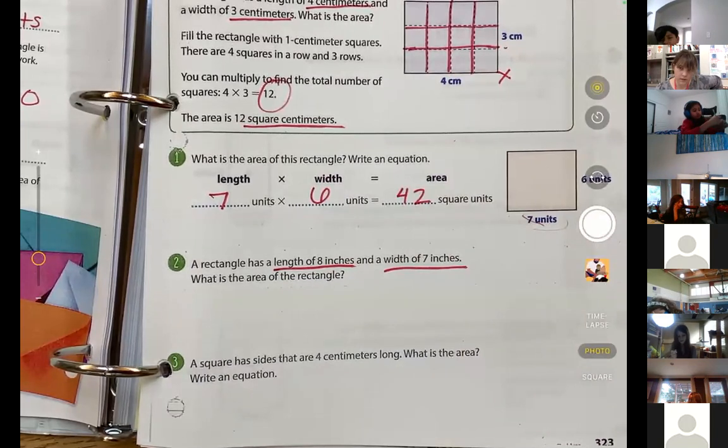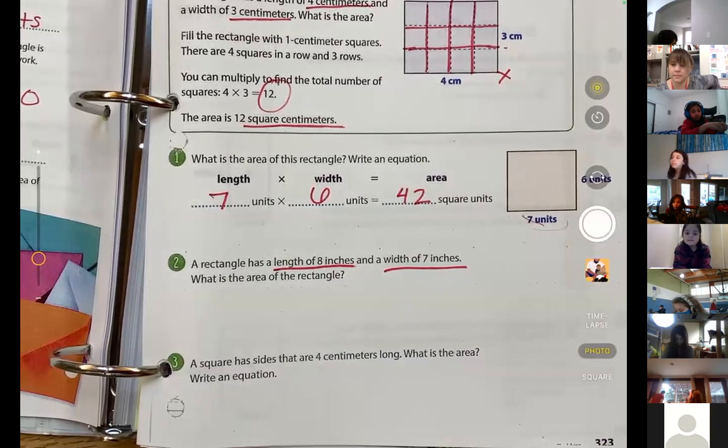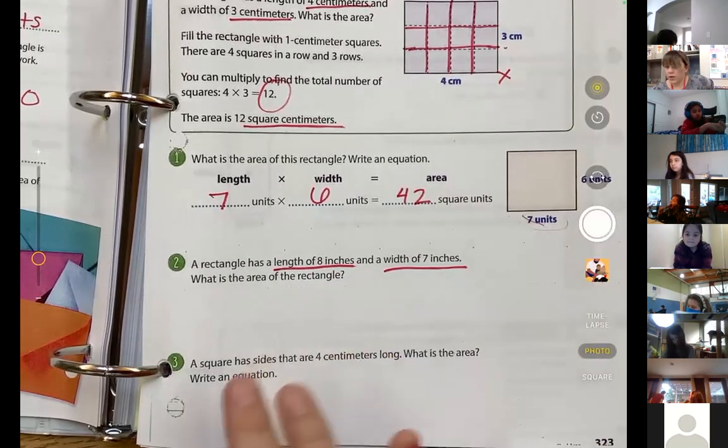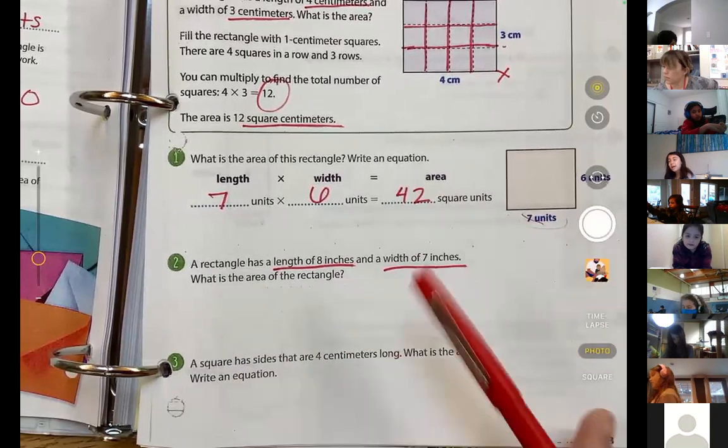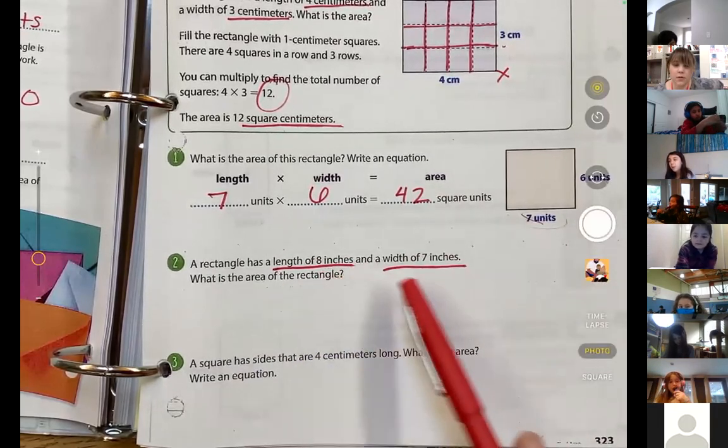All right, maybe we'll take it back up. Okay, let's try. Oh, you are there, Daniela. Are you there, Daniela? Can you hear me? Yes. Okay, Daniela, so what's my equation? What am I multiplying? What are my two numbers that I'm multiplying?